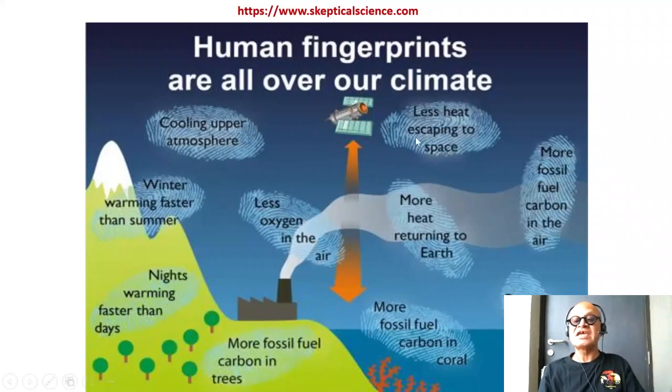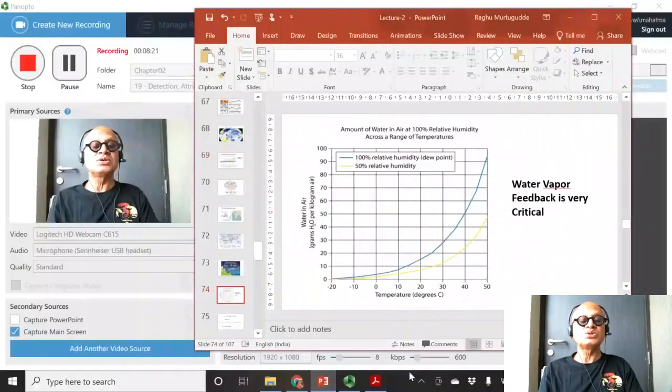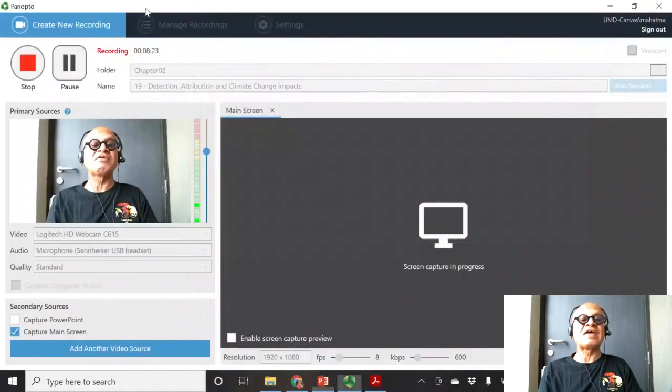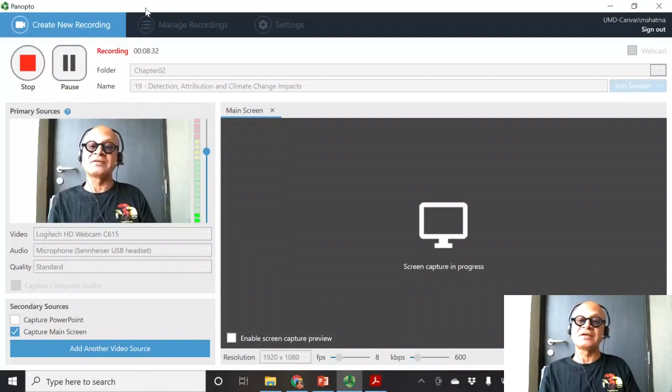Less oxygen in the air, less heat escaping to space, more heat returning to Earth, more fossil fuel carbon in the air as well as in trees, patterns of ocean warming are explained, more fossil fuel carbon in the corals as well. Okay, so all in all, a huge compilation of evidence for human impact, with evidence that the emissions are actually coming from fossil fuel burning.